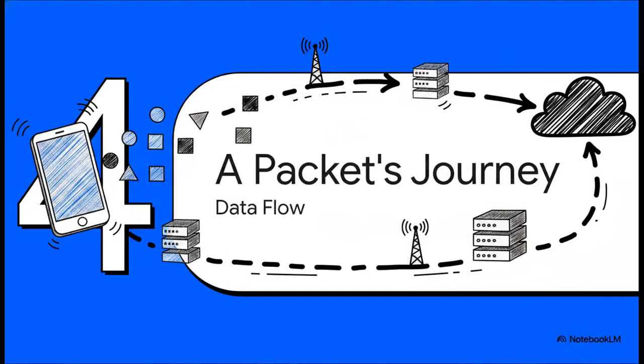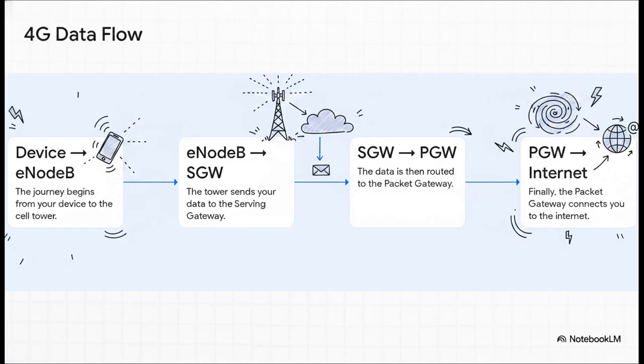All right, we've met the whole team, we know who does what. So now let's put it all together. Let's follow one little packet of data on its journey from your phone all the way out to the internet. So you tap a link. Instantly, that request is beamed from your phone to the closest eNode B. The eNode B then zips that packet over to your serving gateway, the SGW. From there, the SGW routes it to the main packet gateway, the PGW. And finally, boom, the PGW sends your packet out onto the public internet. It's this four-step dance that happens in a fraction of a second, over and over again.